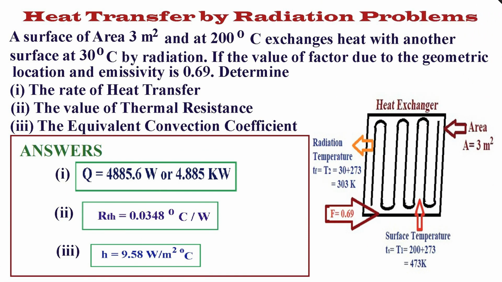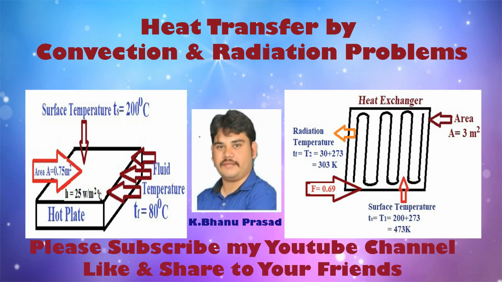In this problem, the final answers are: Q is equal to 4885.6 watts or 4.885 kilowatts, Rth is equal to 0.0348 degree centigrade per watt, and h is equal to 9.58 watt per meter square degree centigrade. So friends, these are the convection and radiation problem examples.